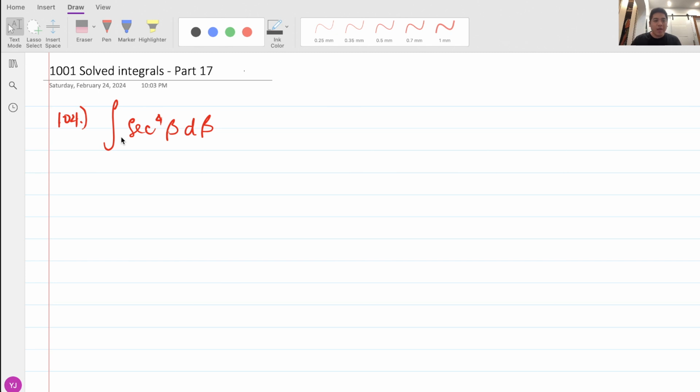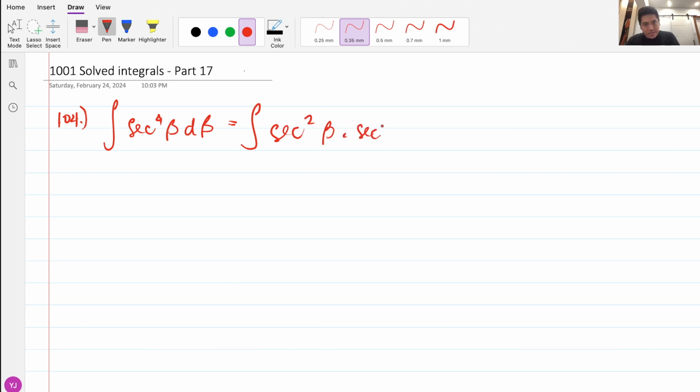So for the first problem, we have secant raised to 4 beta, d beta. The very first thing that we are going to do here, we can separate this into 2, so that this becomes secant squared beta multiplied by secant squared beta d beta. So that's the very first thing that we're going to do. The secant squared beta d beta on the right side, we will let it as it is.